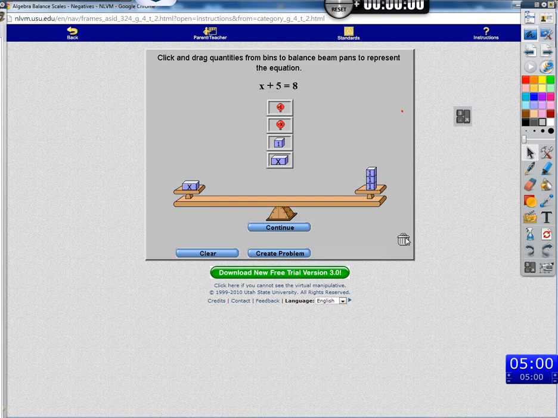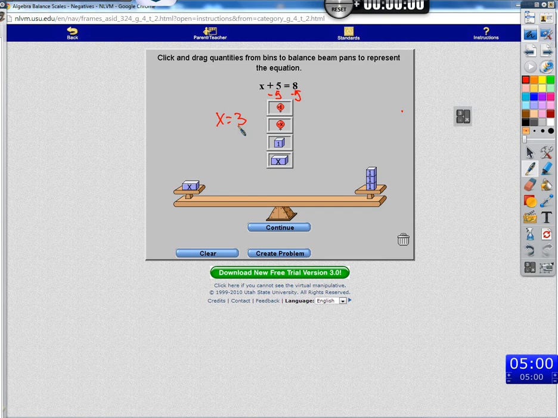So, virtually, physically, we took 5 things off of one side and took 5 things off of the other side. Okay. Mathematically, how would we represent that in this equation? How do we represent having taken 5 things off of both sides? Like when you're trying to solve the x plus 5. Because 5 minus 5 is 0, and 8 minus 5 is 3, and there you solve the equation.